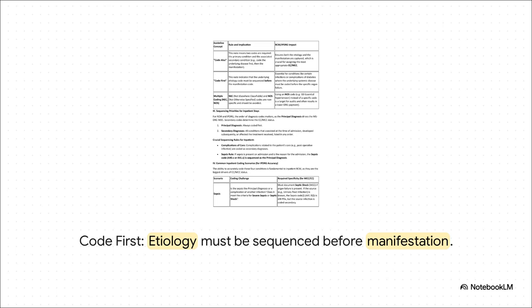The code first mandate means that the systemic disease or that underlying infection literally has to take the primary sequencing spot. Whenever you see a manifestation code, the ones that often have in diseases classified elsewhere in their title, it can never, ever be your principal diagnosis. You have to look for that code first note and sequence the underlying root cause in the number 1 position.